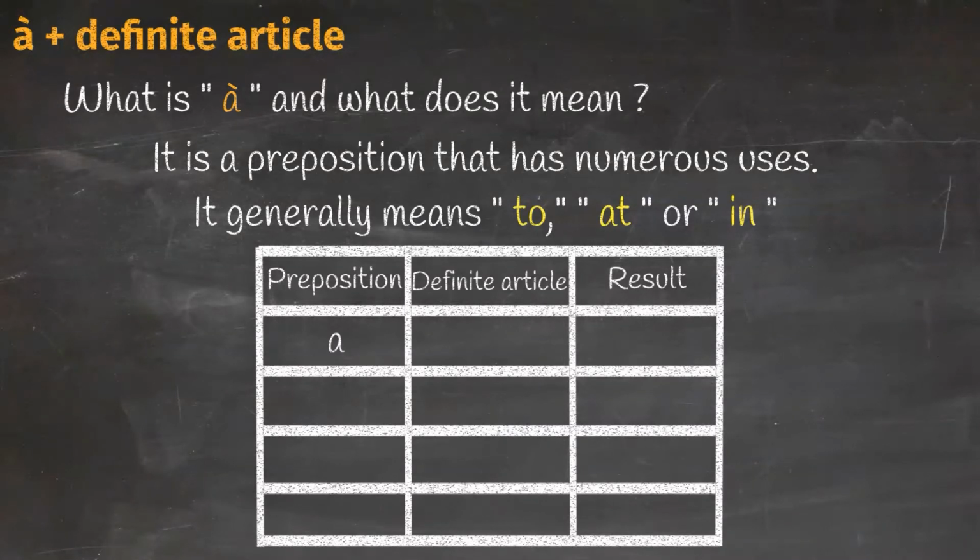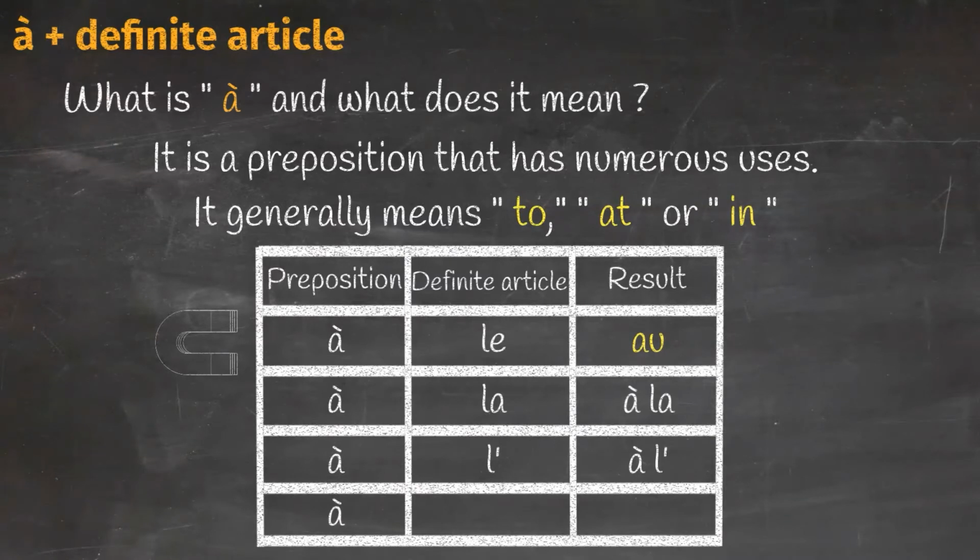Let's start. If the preposition is à plus the definite article le, I can see a magnet sign here. It means that there is a combination between these two elements. I mean, the preposition and the definite article. So, the result is au. Next one. The preposition is à and the definite article is la. No sign of a magnet. No combination is needed. The result is à la. Next one. The preposition is à and the definite article is l'. Once again, no sign of a magnet, so no combination is needed. The result is à l'. And the last one. The preposition is à and the definite article is les. And we do have a combination here, so the result is aux. Good.